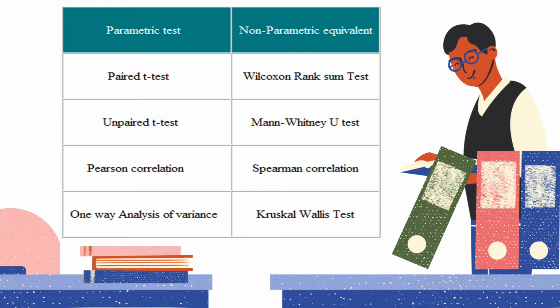To compare a relationship for parametric tests, we will use Pearson correlation, while for the non-parametric equivalent, Spearman correlation is used. If we have to compare the difference between three groups or more, then we will use one-way analysis of variance for parametric datasets, and for non-parametric datasets we will use the Kruskal-Wallis test.